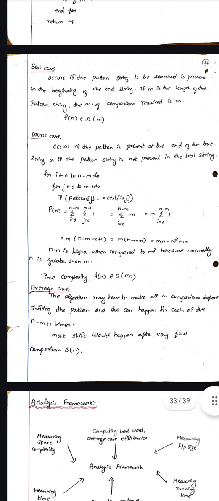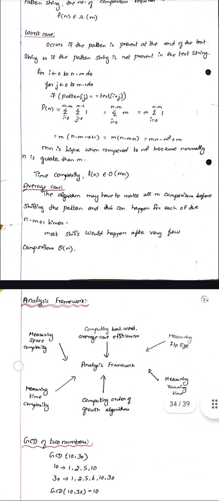Then for the average case, the algorithm may have to make all m comparisons before shifting the pattern, and this can happen for each of the n minus m plus 1 times. So that is theta of n times.